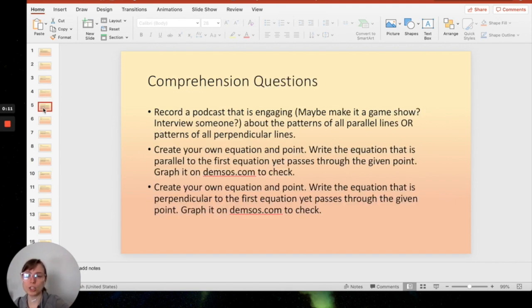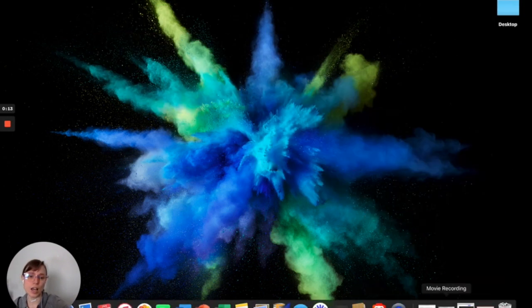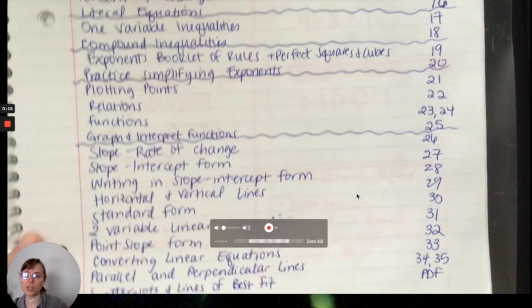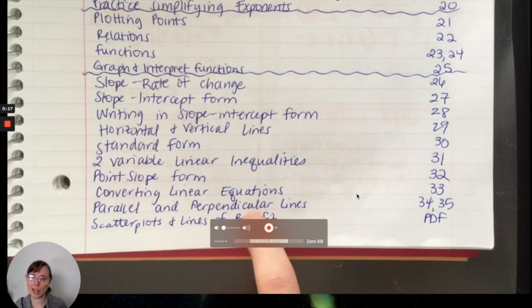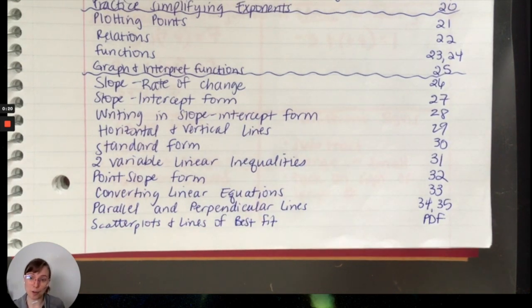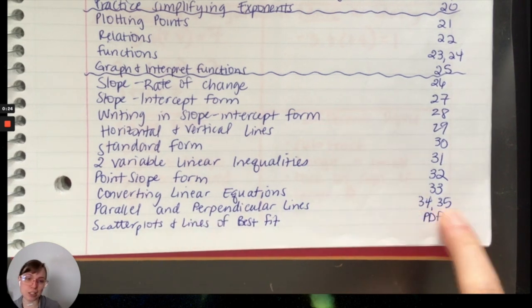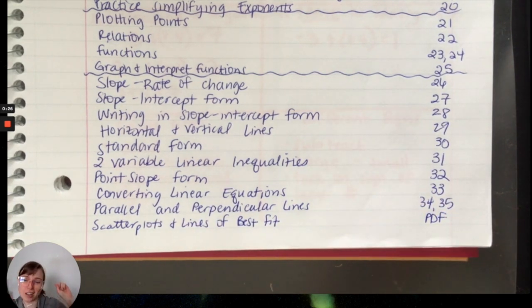There's our comprehension questions and our recording. So parallel perpendicular lines, based on how fast the past videos have gone, I think I can get this all in one video. So hopefully two pages will be in one video. If not, it'll be two. And if you are here watching for perpendicular, you're going to want to jump to the middle of the video because parallel will be first. So just an FYI, I don't need to change anything on that.